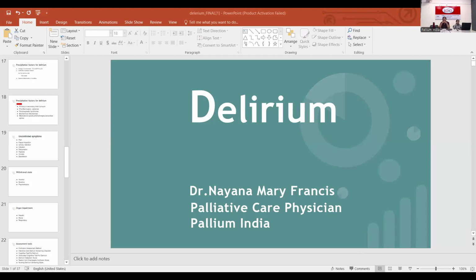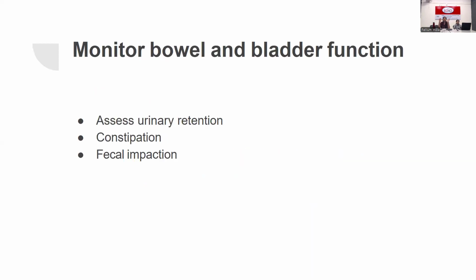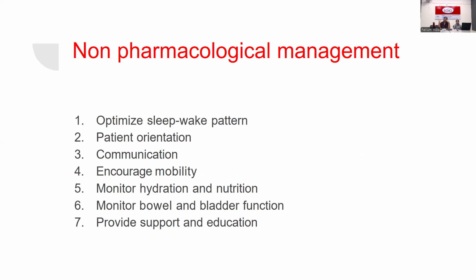And your last discussion point: how can we intervene? Intervene in the beginning, and do not wait for something to happen. The patient will show some kind of signs, and you have to catch them from that. Start your treatment. Try all the non-pharmacological methods initially itself: optimized sleep-wake pattern, and patient orientation is also very important.